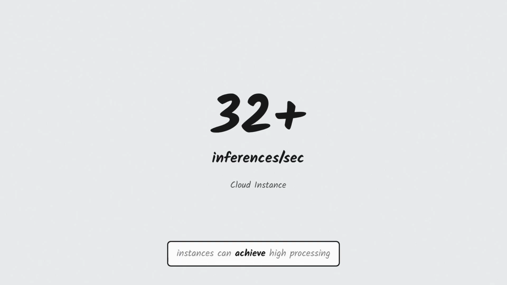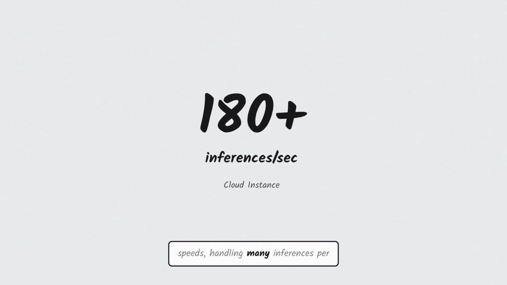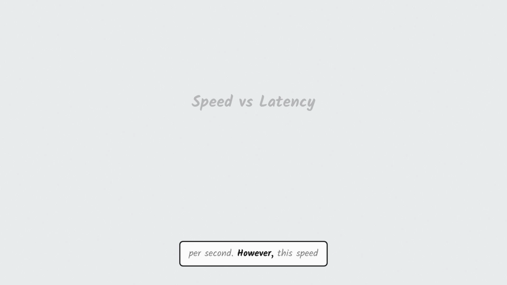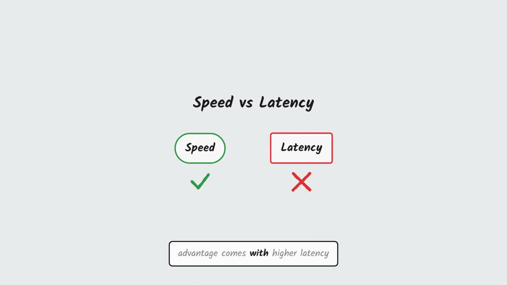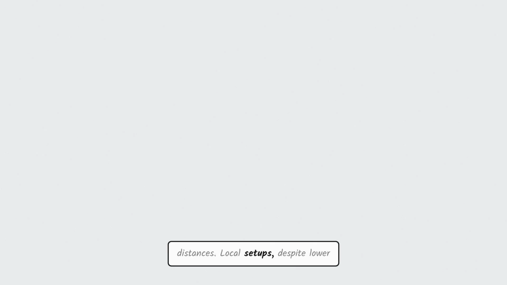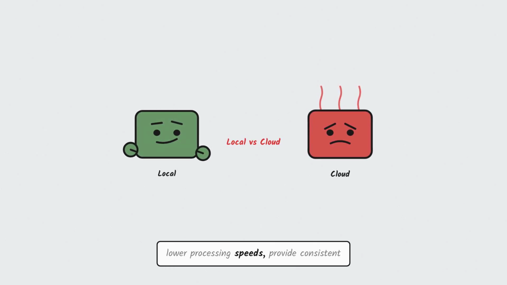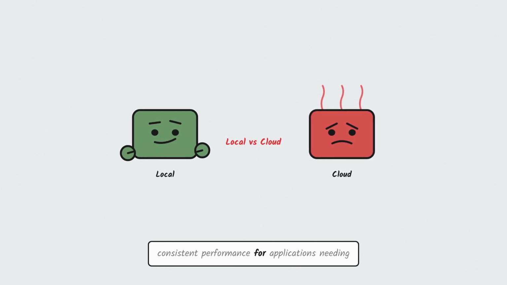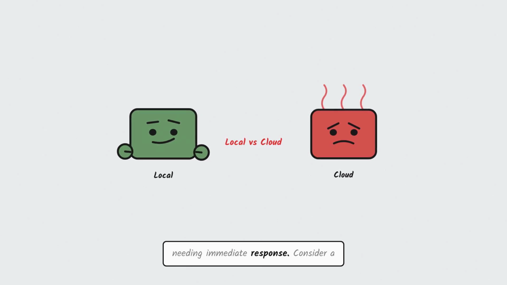Cloud instances can achieve high processing speeds, handling many inferences per second. However, this speed advantage comes with higher latency due to data transmission over long distances. Local setups, despite lower processing speeds, provide consistent performance for applications needing immediate response.